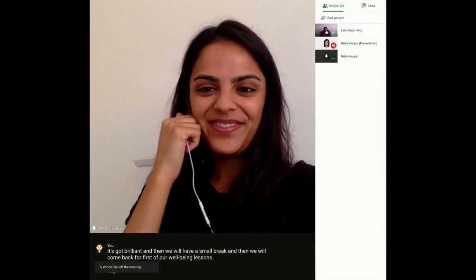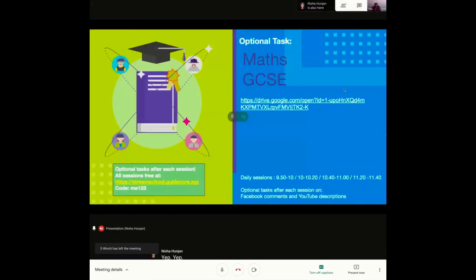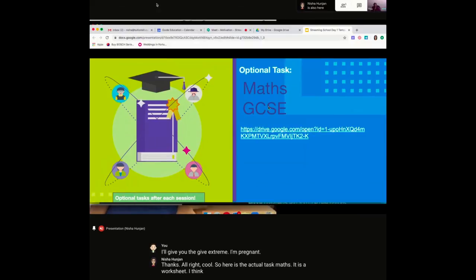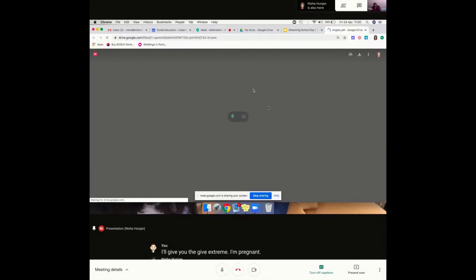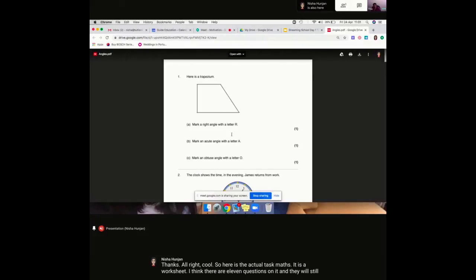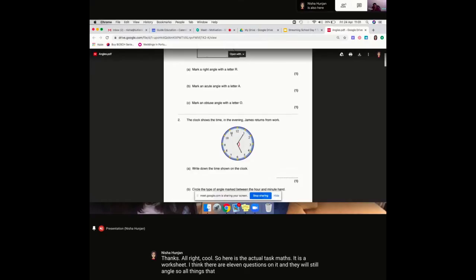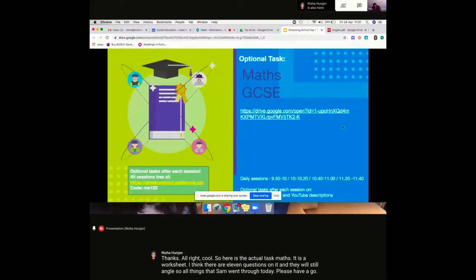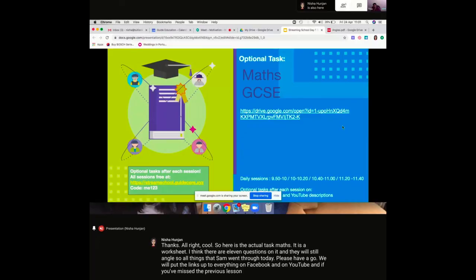All right, brilliant. I'll give you the screen. All right, cool, thanks. So here is the optional task for maths. It is a worksheet. I think there are 11 questions on it. And they're all to do with angles, so all things that Sam went through today. Please have a go. I will put the links up to everything on Facebook and on YouTube, and if you've missed the previous lesson, you can find that on Facebook and YouTube as well.